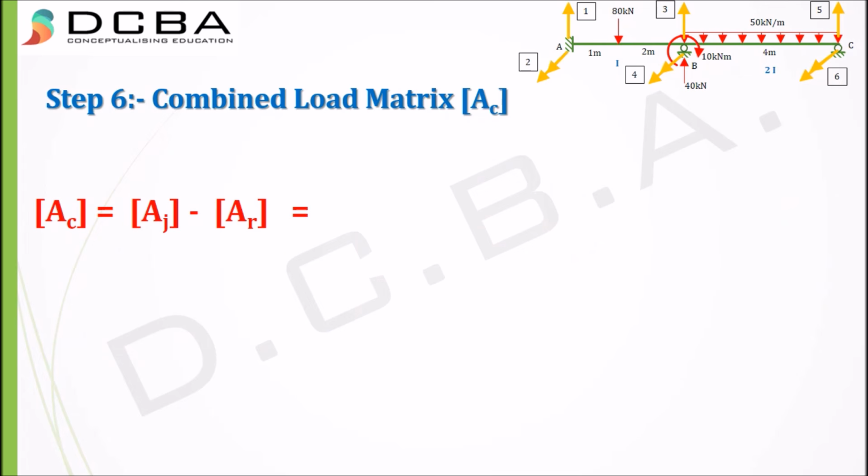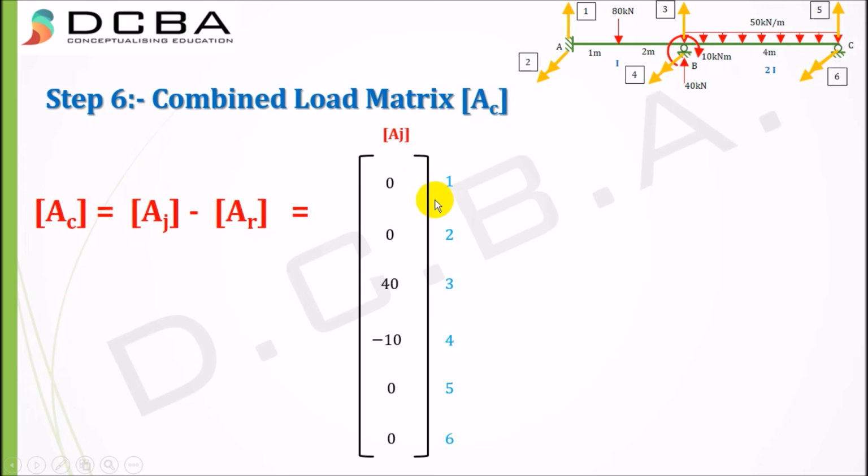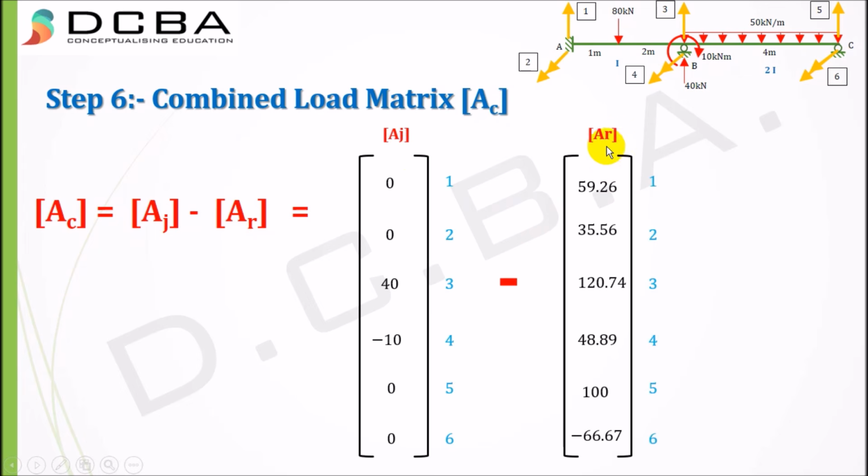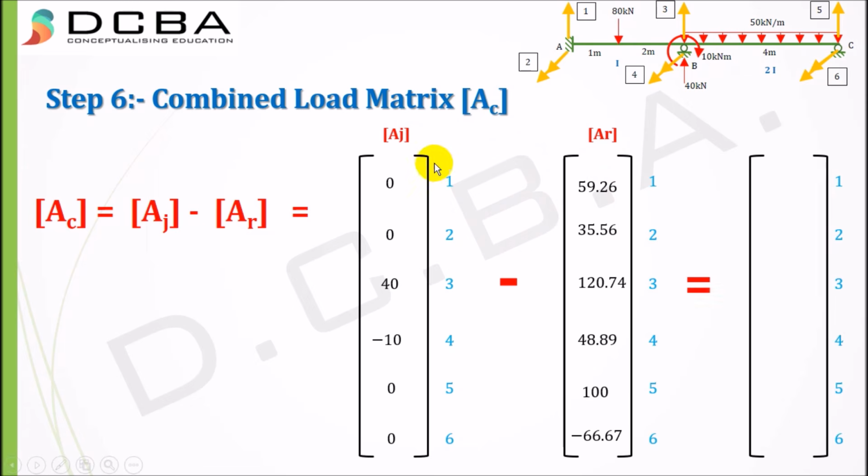Step 6 is to find the combined load matrix, denoted as AC, and AC is equal to AJ minus AR. Very simple, AJ minus AR. The AJ matrix was this, the AR matrix is this. We need to just subtract them. Simple subtraction of matrices, which will give me 0 minus 59.26 is minus 59.26. Again, this is minus 35.56. 40 minus 120.74 is minus 80.74. Minus 10 minus 48.89 is minus 58.89. 0 minus 100 is minus 100. 0 minus of minus 66.67 is plus 66.67.